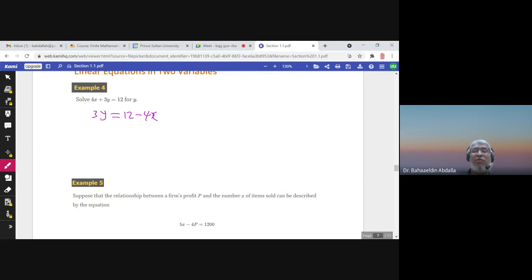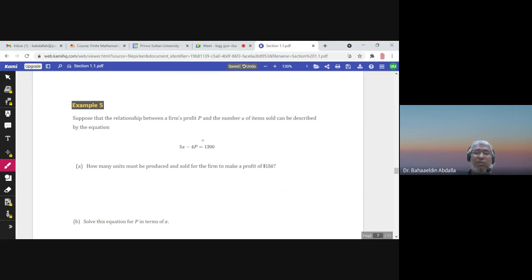Then I need the coefficient of y to be 1. So I will divide by 3. So the answer would be 12 minus 4x over 3. Okay? Or you can write it 4 minus 4 over 3 x. That's the solution. Suppose that the relationship between a firm's profit P, so what is P?